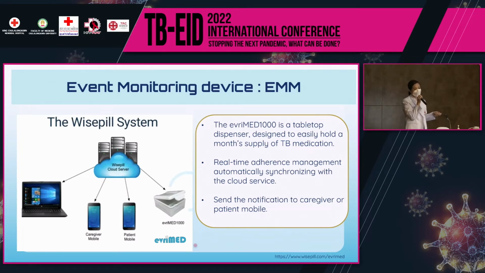For example, the Phoenix study, the preventive therapy for household TB. In the ACTG study, the EverMed 1000 is a tabletop dispenser designed to easily hold a month's supply of the TB medication in that box. When the patient opens the box, it will send a signal to the VoicePill system. And this system can send a real-time notification to either the patient's mobile or the healthcare worker's mobile.